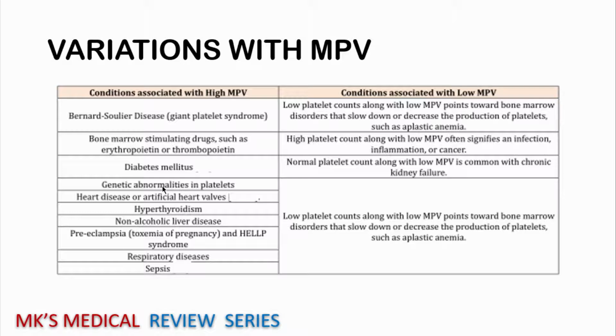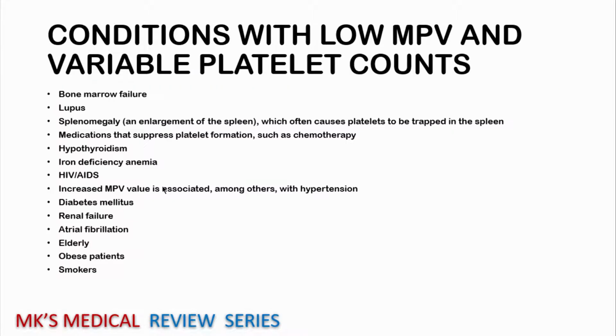You may also have a high platelet count with a low MPV, which is obviously going to signify infections, inflammation, or cancer. You may have a normal platelet count with a low MPV, which is very common with chronic kidney failure. Sometimes you may have low platelet counts along with a low MPV, which is going to be pointing you towards bone marrow disorders and decrease in production of platelets, conditions such as aplastic anemia.